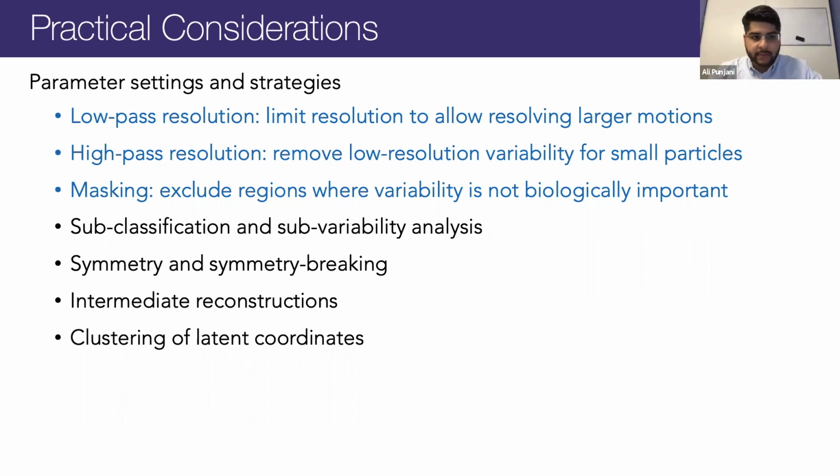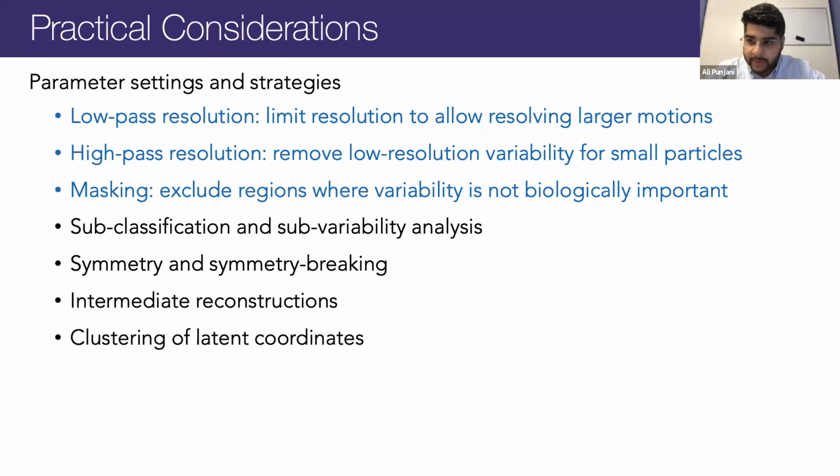The second parameter that's important is a high pass resolution. This has the opposite meaning. It means that the algorithm will ignore low resolution information below a certain resolution. And this is important to get rid of variability that's caused by things that you don't care about. For example, with membrane proteins, a lot of times you may have detergent floating around, empty micelles, other particles, broken protein, denatured stuff floating above or below the particles in the ice. And that variability from that extra mass can often swamp the variability caused by the motion of the protein itself.